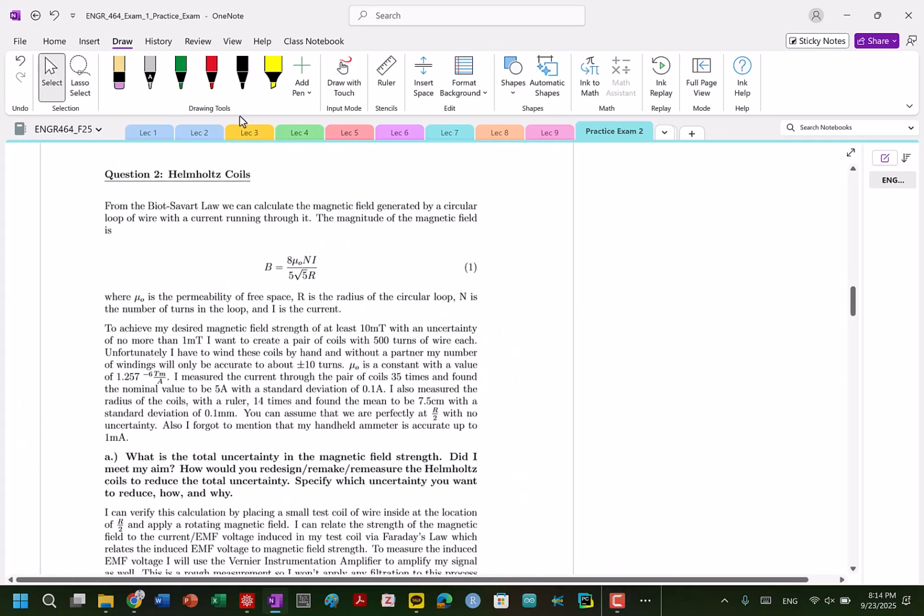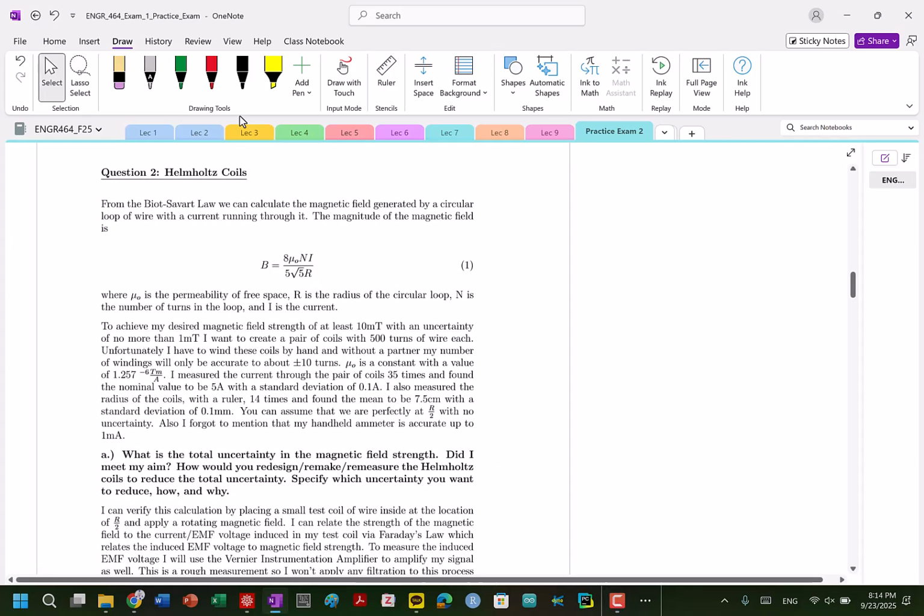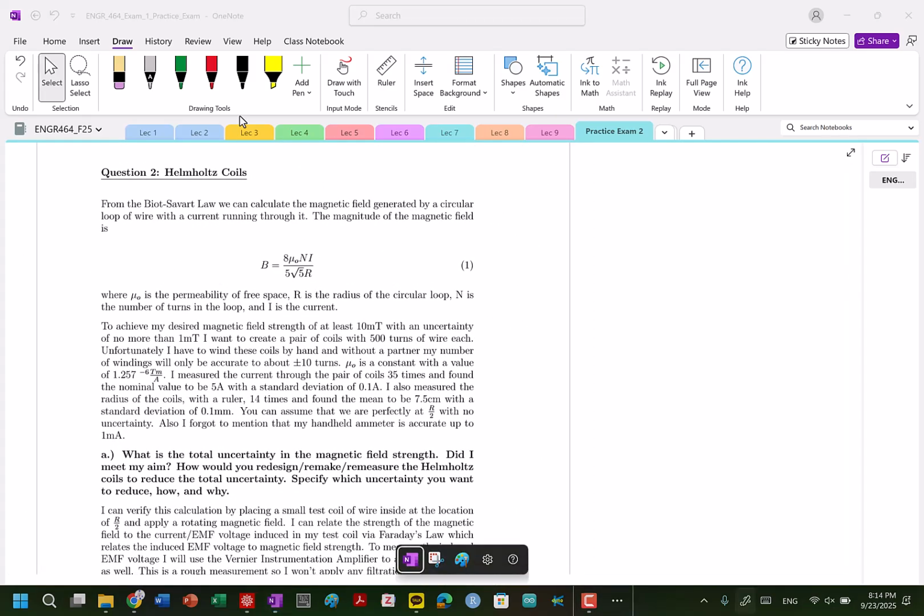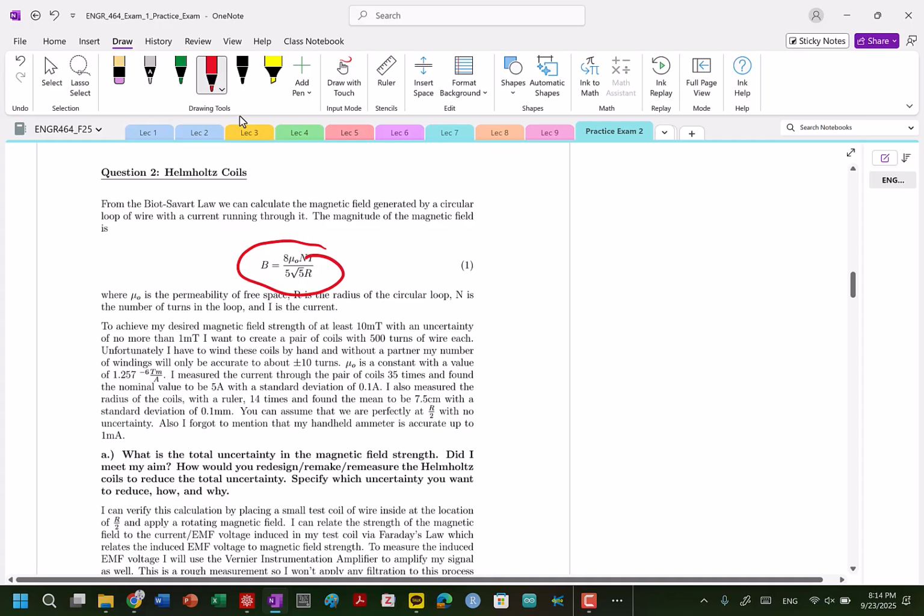And we are back, and we are going to go through our exam practice question 2, Helmholtz coils. So we see that from the Biot-Savart law we have an equation here. It's a function of the number of turns. There's a constant here, mu naught, the permeability of free space. I is the current. R is the radius.